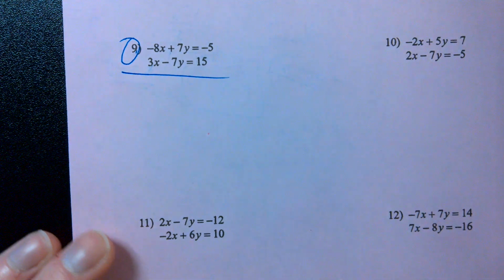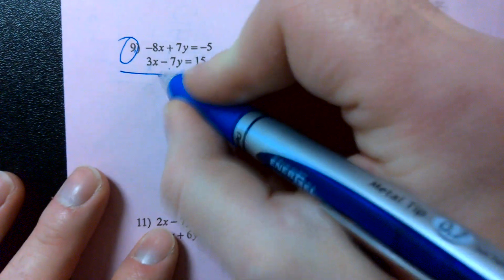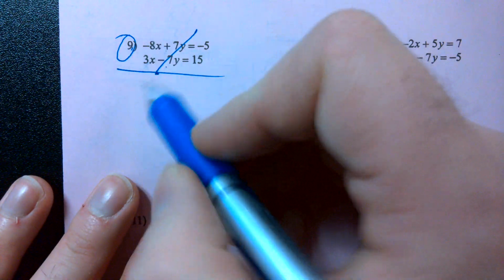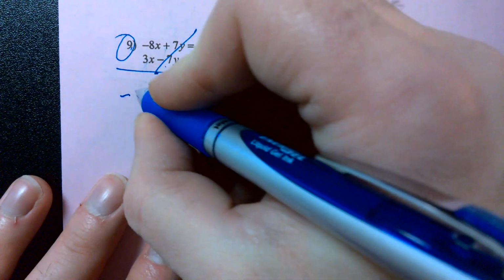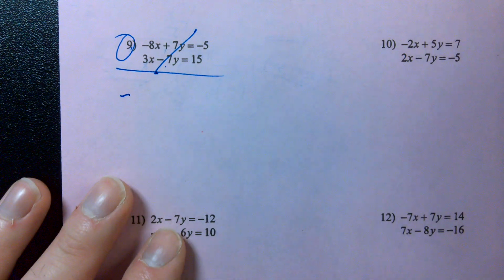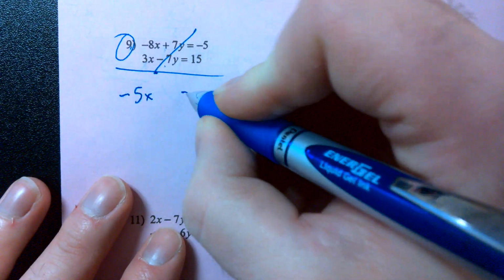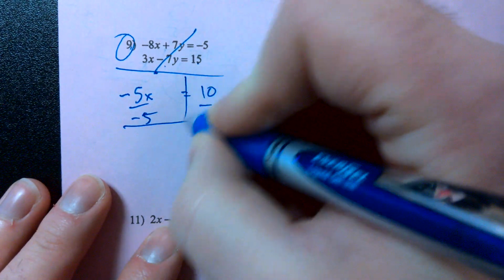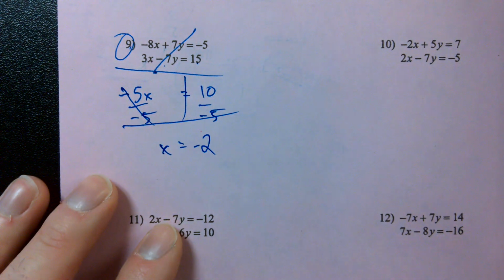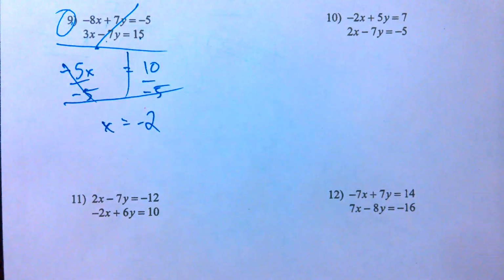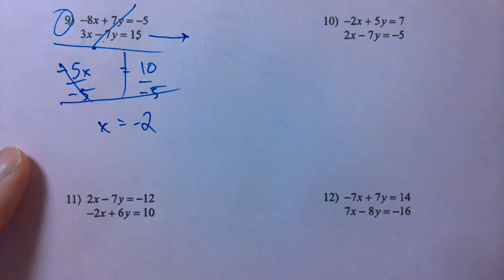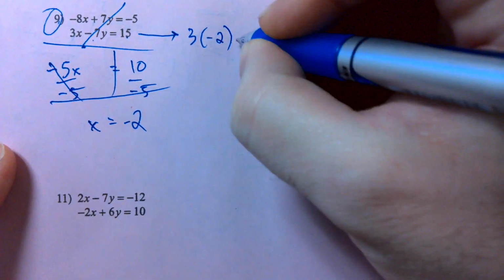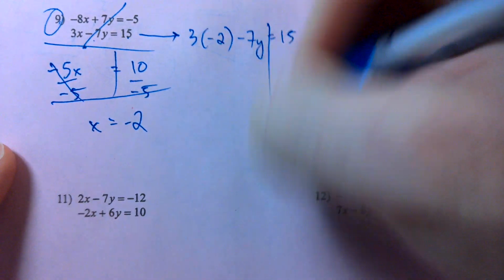Last but not least, before we start our recap, number 9. What am I crossing out here? The x's or the y's? Crossing out the y's. They're the same number but different sign in front. What's negative 8x plus 3x? What's negative 8 plus 3? Negative 5. And then 15 minus 5, that's just 10. Divide by negative 5. The first part of my answer is negative 2. I'm going to take my second equation this time. Am I going to plug it in for x or for y? For x. 3 times negative 2 minus 7y equals 15.